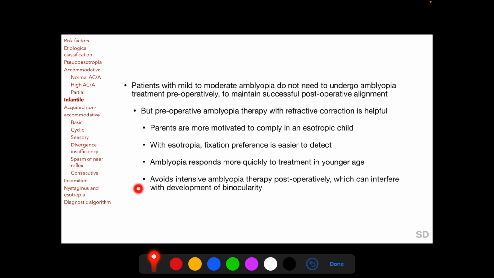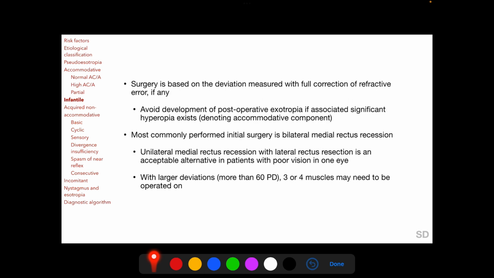And there are several reasons why preoperative amblyopia therapy in a patient with infantile esotropia can be helpful. And to determine the amount of surgery, the deviation is measured with the full correction of refractive error in place. Because if associated significant hyperopia exists and we measure the deviation without the spectacle correction of this hyperopic refractive error, the convergence induced by this uncorrected hyperopic refractive error will be included in the esotropia, and the esotropia will subsequently be overcorrected, resulting in postoperative exotropia.